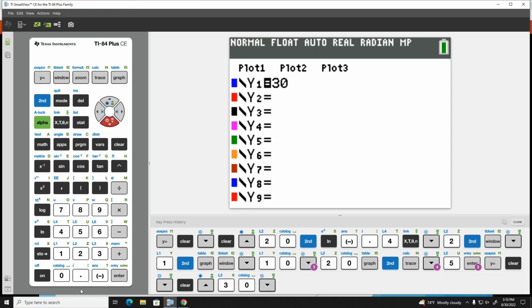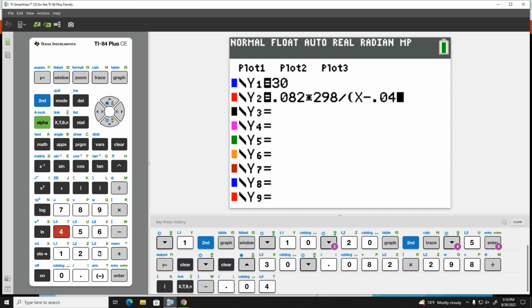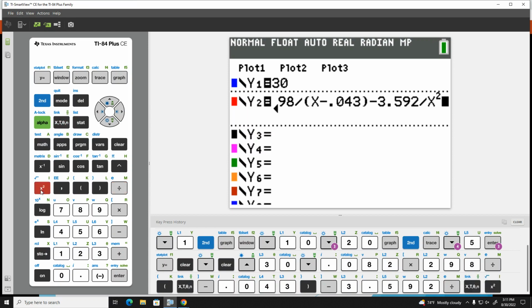So I'm going to attempt to type that. On the top of the fraction, 0.082 times 298, divided by, make sure you're using parentheses around the denominator, so divided by, there's a V, so I'll put x, minus 0.043, and end that parenthesis, and that's the end of that first fraction. And then I'm going to subtract the second fraction, which was 3.592, divided by, I don't need parentheses here, but it wouldn't be wrong. I don't need parentheses because there's just one term, which is x squared.